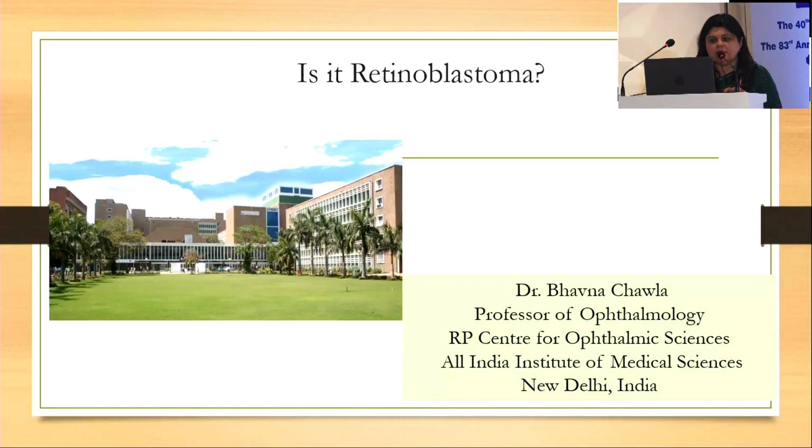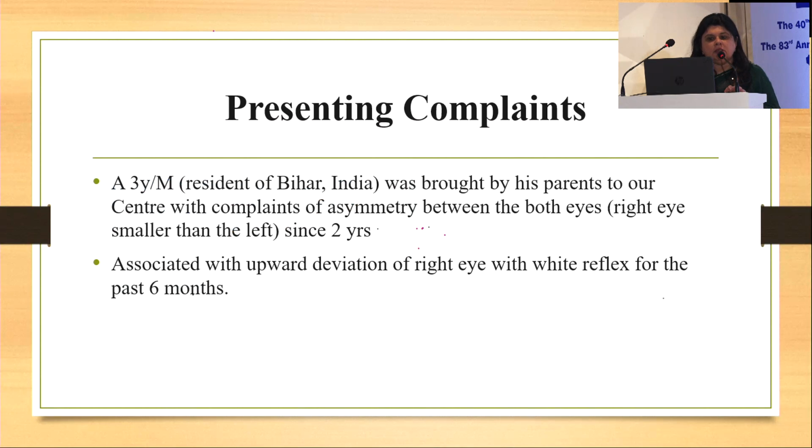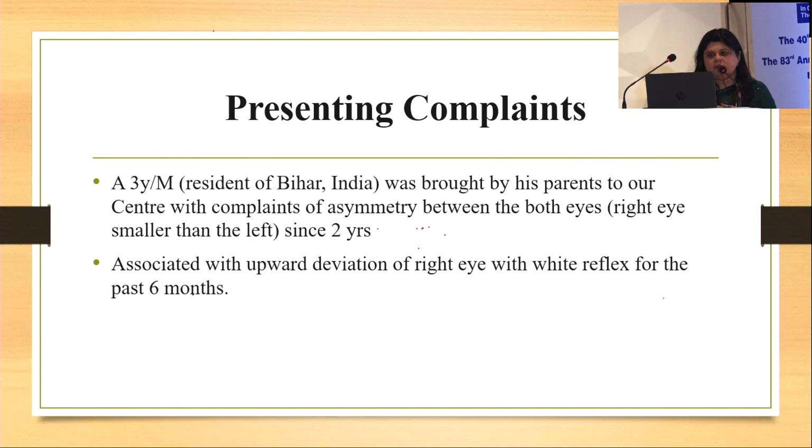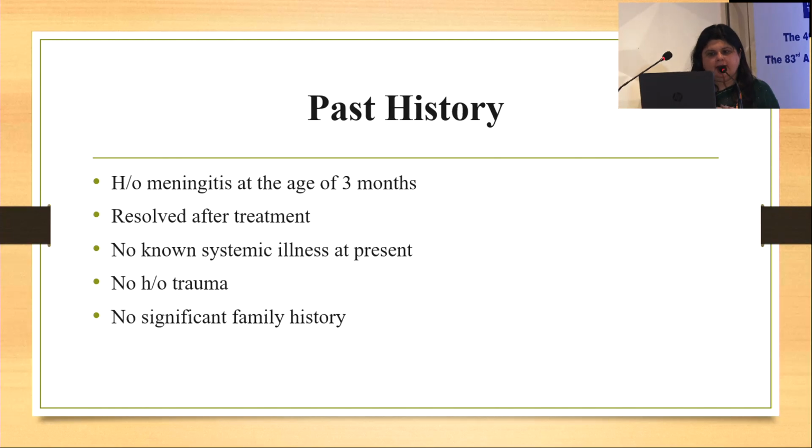Is it retinoblastoma is the question that we're trying to answer today through this case. So let's quickly go over it. This was a 3-year-old boy. He was brought by his parents to our center, and the chief complaints were that they noticed an asymmetry between both the eyes, and the right appeared smaller than the left. This was since 2 years, and for the past 6 months they had also noticed an upward deviation of the right eye with a whitish reflex in that eye.